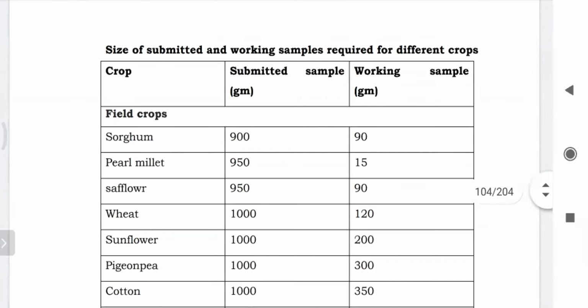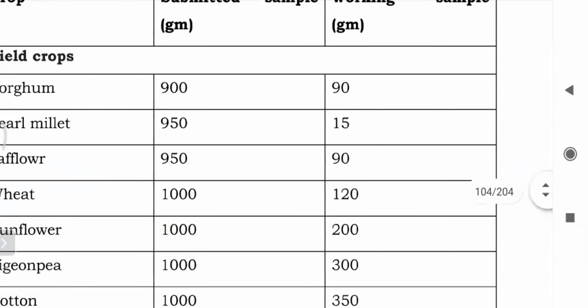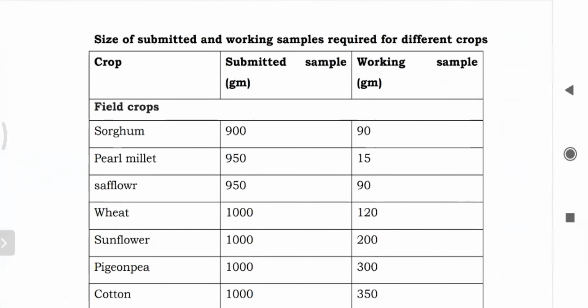The size of submitted and working samples required for different crops, for particular sorghum, pearl millet, safflower. There are different submitted sample and working sample quantities as given here. Nearly, the difference between the submitted samples and the working samples is about 10%, from submitted samples to the particular working samples.